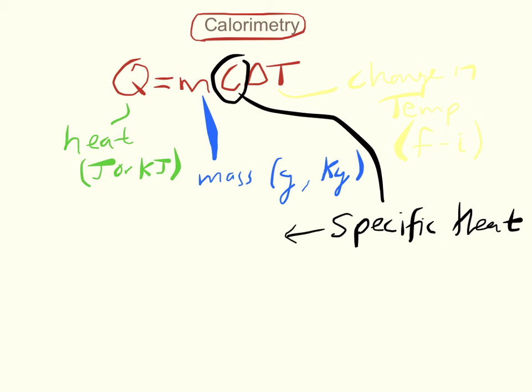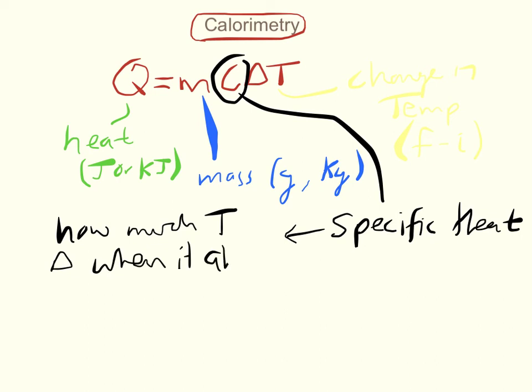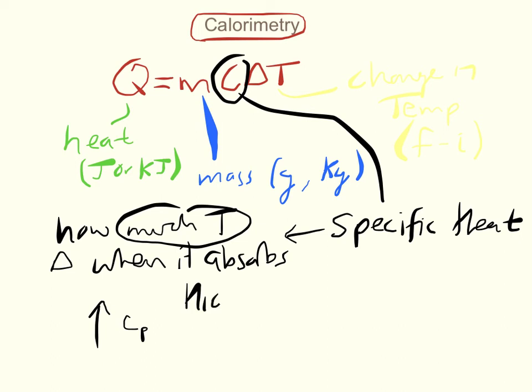Specific heat is a measure of how much the temperature of a substance changes when it absorbs heat. So if a substance has a high specific heat, that means it changes temperature a lot when it absorbs heat. So examples of compounds that have high specific heats, that means they change temperature very easily, would be like a metal. Metals have high specific heats. They change temperatures very easily.